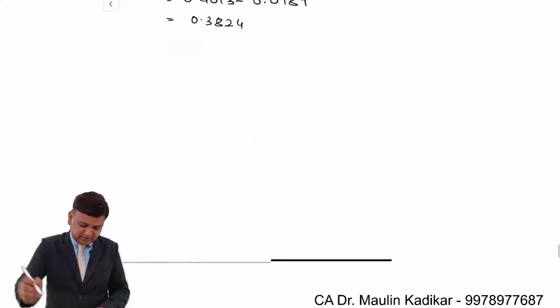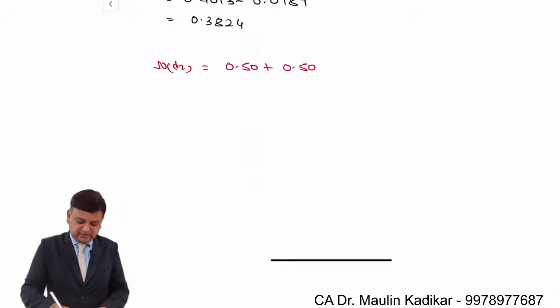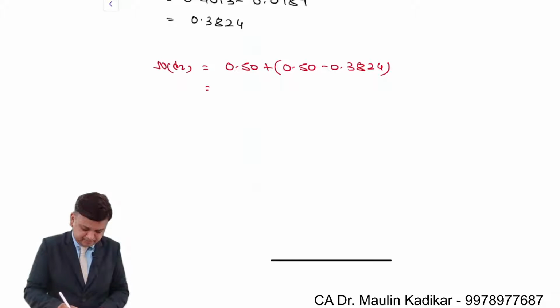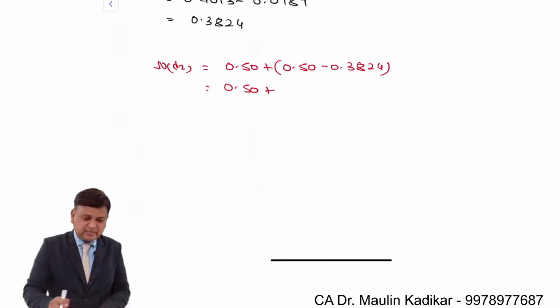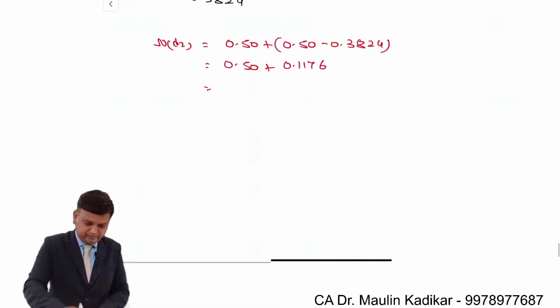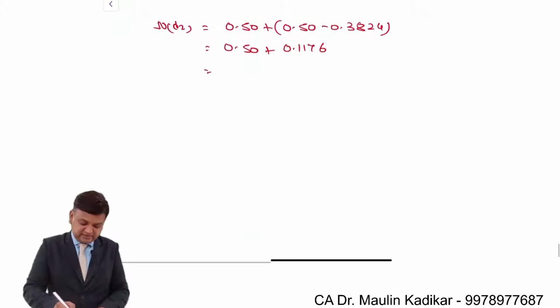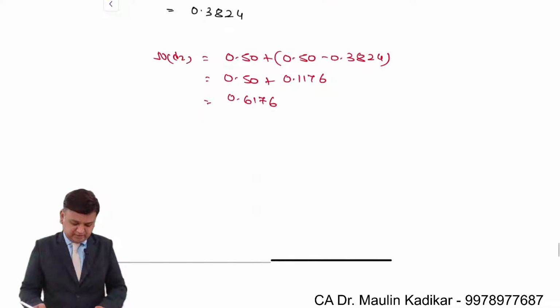So we understand it's over here. ND2 is 0.50 plus 0.50 once again minus 0.3824. Point 1176, 0.6176. That is the way ND2 value can be calculated. Okay.